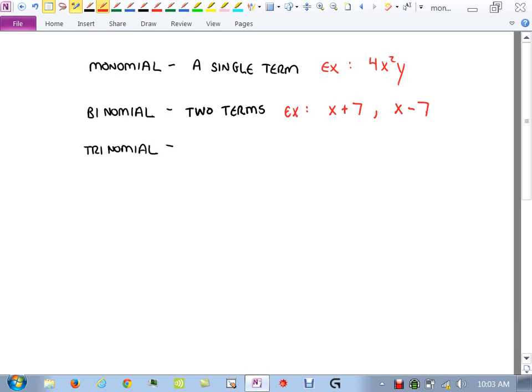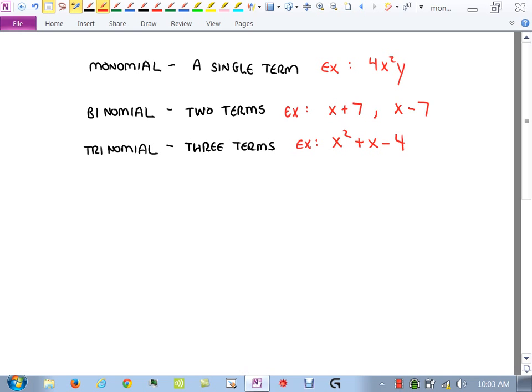It's a binomial. And then trinomial, what do you think trinomial means? No, it's 5. No, I'm kidding. 3 terms, right? That would suck if that's what it meant. It'd be too confusing. 3 terms, right? And we do a lot with trinomials. That's an example of a trinomial.